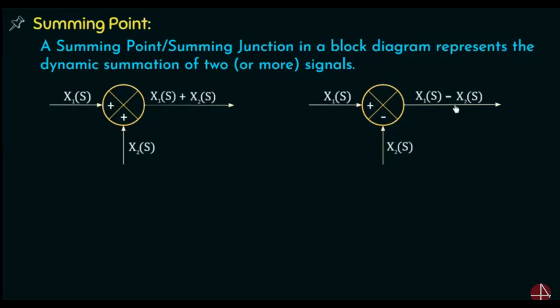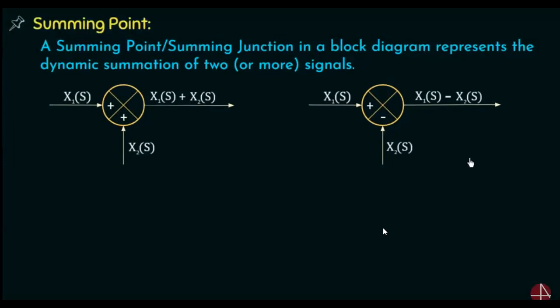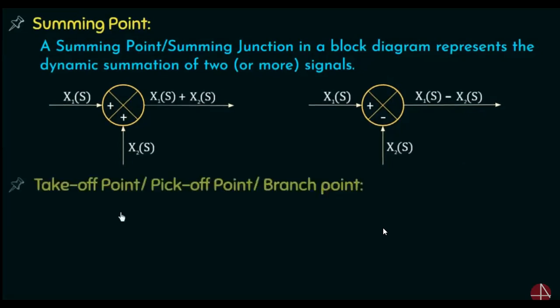Since we are using the summing point or the summing junction in order to add two or more signals in a block diagram, we can also call this point as adder point. So now we are done with the discussion on summing point. We will now discuss the takeoff point. Takeoff point is also called as pickoff point or branch point.